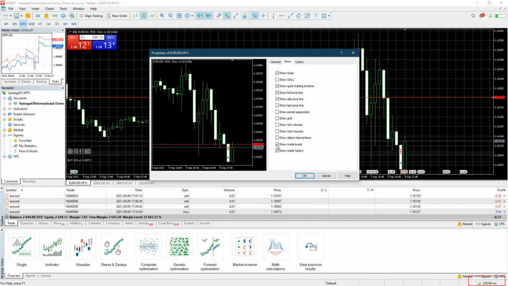And then if you want to show your trade levels, assuming you were to take a buy now, if this was turned off, you would not actually see on your chart where exactly you took that buy. So you would want to see that, so you have that turned on.